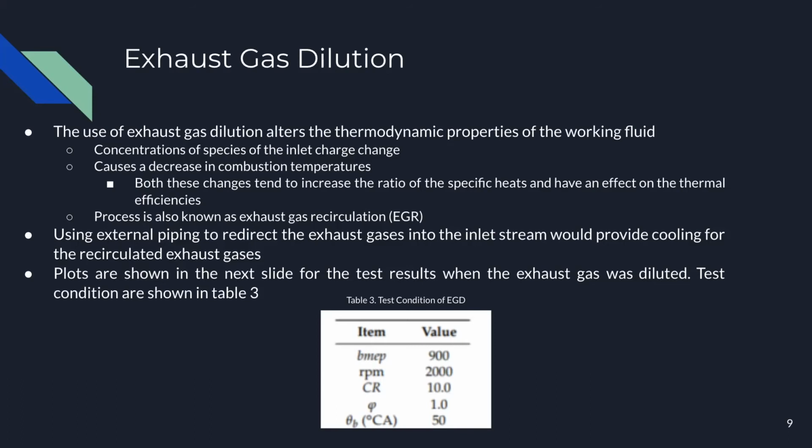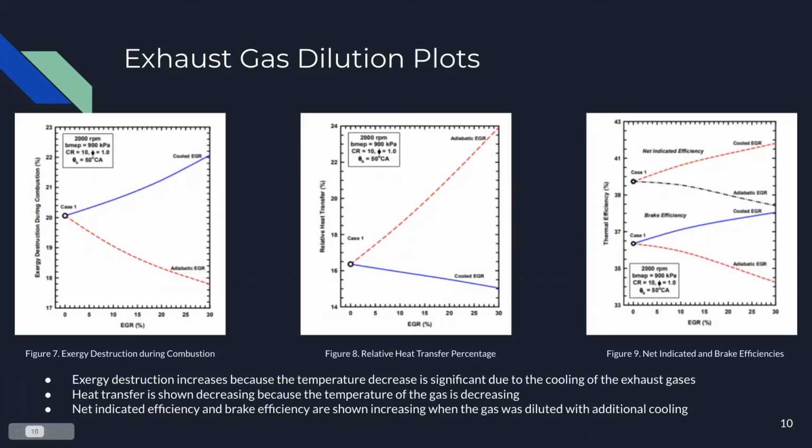The test results for this method are shown on the next two slides, while the test conditions are shown directly below in table 3. All the plots are shown with the percentage of EGR on the x-axis and their respective tested variables on the y-axis. Figure 7 is exergy destroyed, figure 8 is heat transfer percentage, and figure 9 is thermal efficiencies. Those are all on the y-axis.